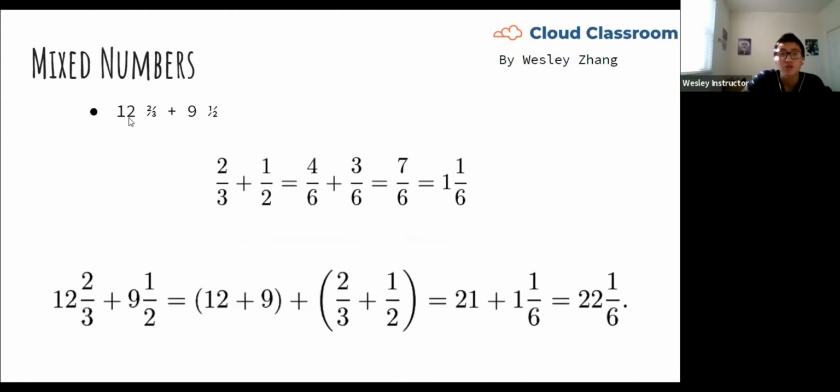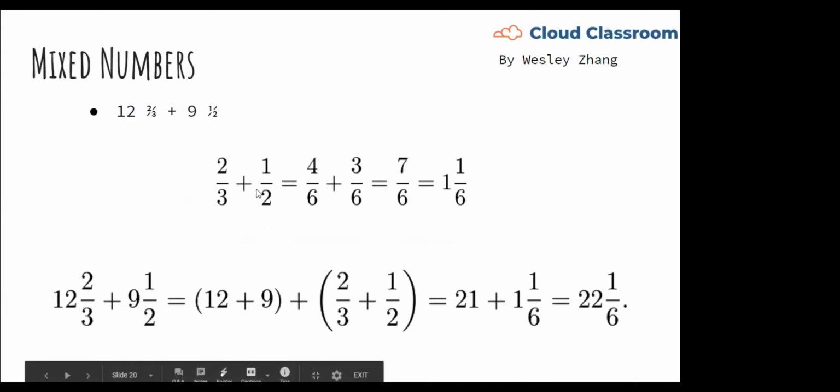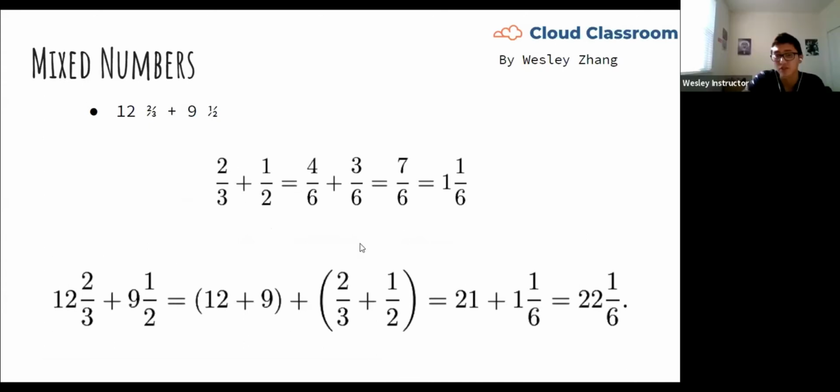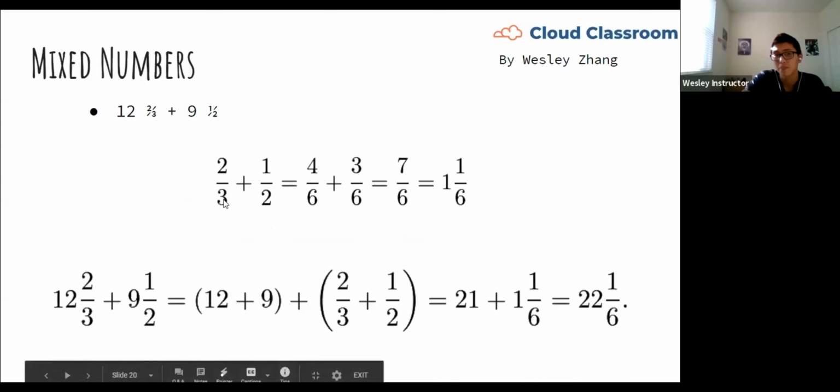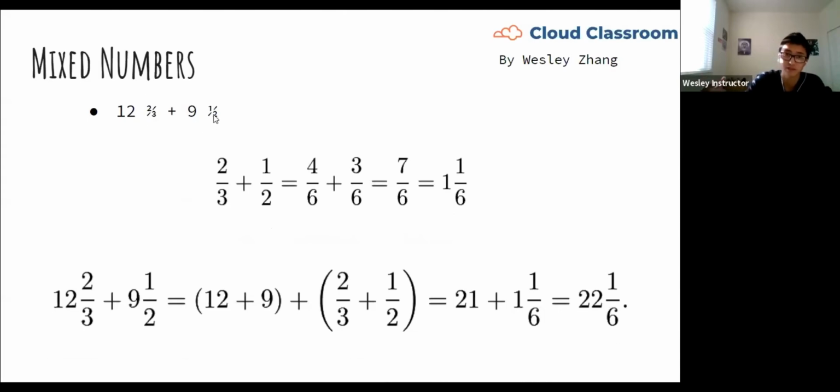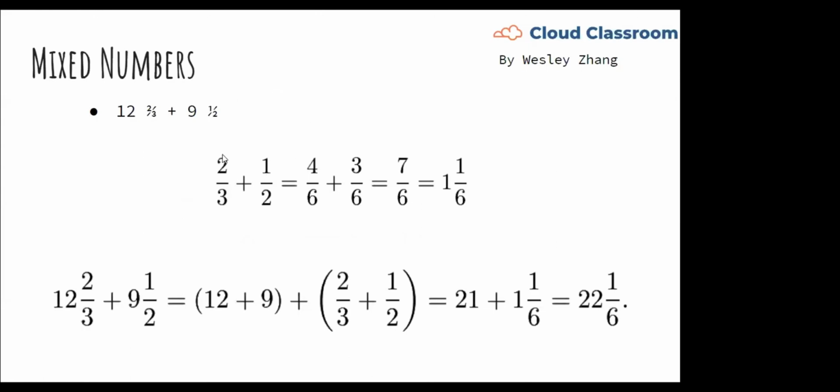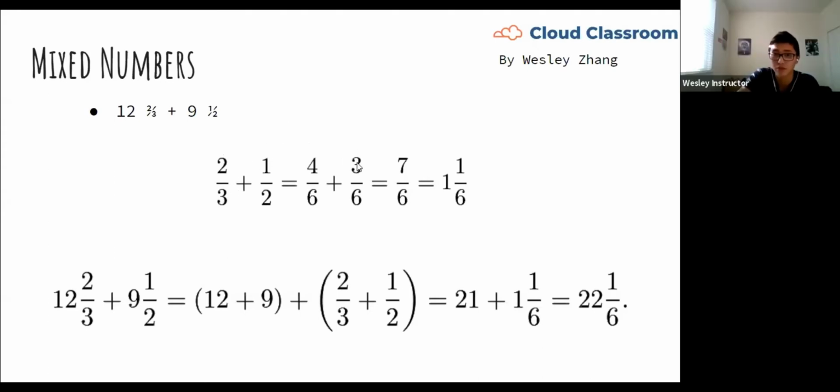All right, 12 2/3 plus 9 1/2. So this is adding mixed numbers. First, we can add the fractions first, and that makes it easier, because 9 1/2 is really 9 plus 1/2. We just put the fraction and whole number together. So we get 2/3 plus 1/2, and that gives us 4/6 plus 3/6, which equals 7/6. And we convert that into a mixed number, and that's 1 and 1/6.